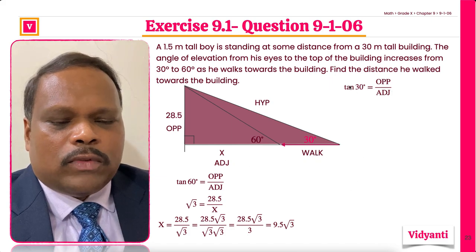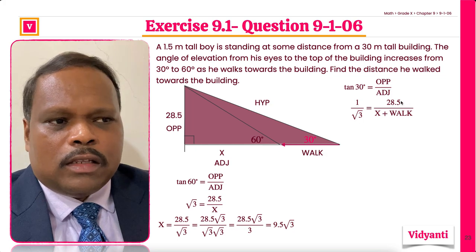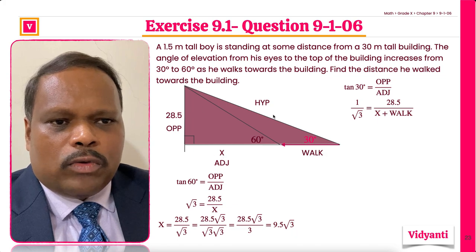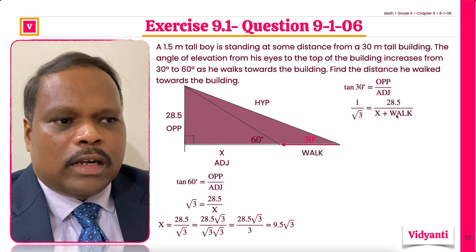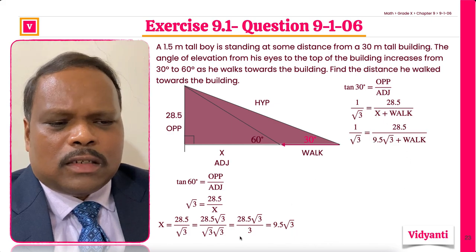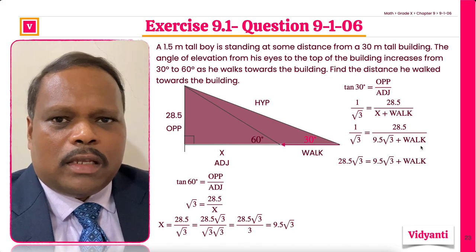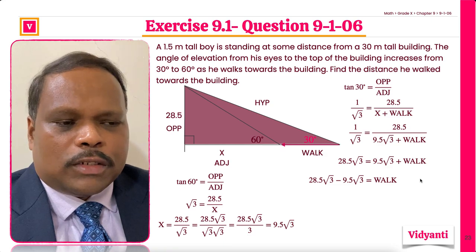So now tan of 30 is opposite over adjacent, and that will be tan 30 is 1 over root 3. That will be 28.5 divided by x plus walk. Because now when you're considering the bigger triangle, the adjacent is not just this x, the adjacent is complete x plus walk as the adjacent. So now that entire distance x plus walk will be going here. And now x distance we have already found out. We'll substitute that and we'll try to cross multiply, get something on this side, and then we'll try to find out the walk distance.